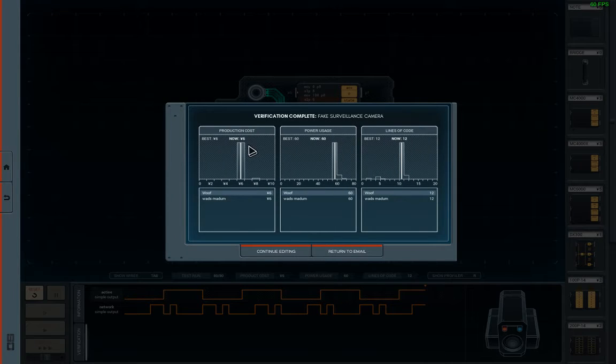Yeah. We get this stat chart when the simulation has run through a couple of times, and it tells me production cost, power usage, and lines of code. And of course this is ranked like high scores. I have one other friend in my Steam friend list that plays this game as well. Yeah, it seems like we've got the same results, which I guess means that we did the same design, maybe.